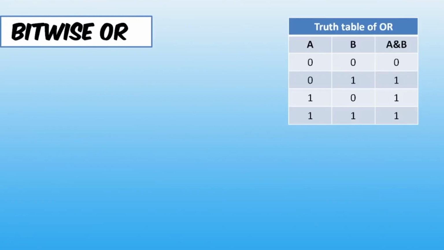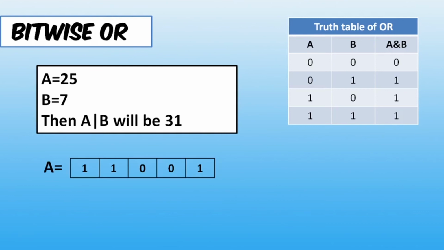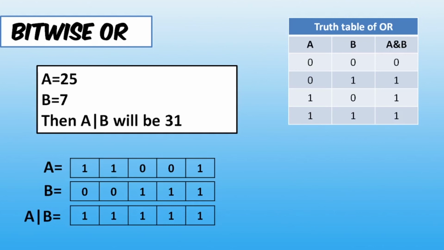The next one is bitwise OR. Here's the truth table of the OR operator, and we have a equals 25 and b equals 7 again. Then a bitwise OR b will be 31. Like bitwise AND, this will first convert a and b to their respective binary bits, that is a equals 11001 and b equals 00111. And now this will perform logical OR operation between the corresponding bits, and the result will be 11111. So this will be equivalent to 31.